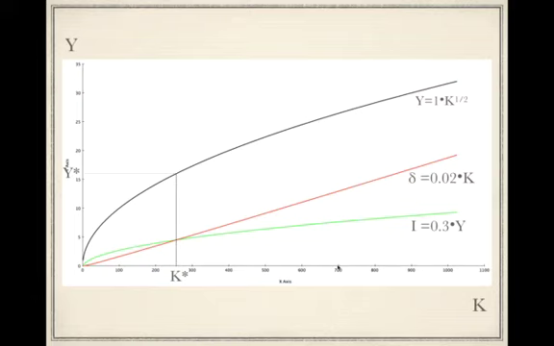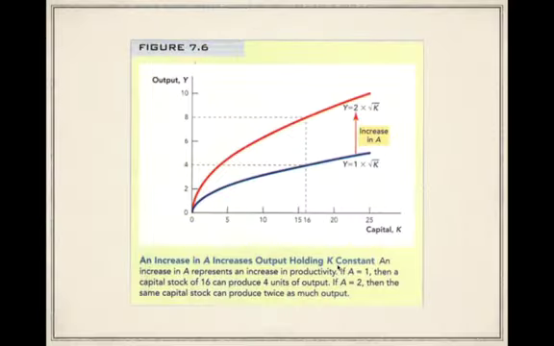And so our green line will shift up, as well as our y equals A K to the alpha line will also shift up. So the book has this here. This here would be our, right? As our technology level increases, going from 1 to 2, our line moves up because output is double for every unit of capital.